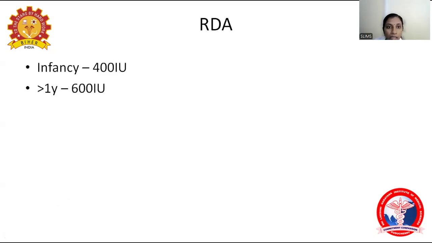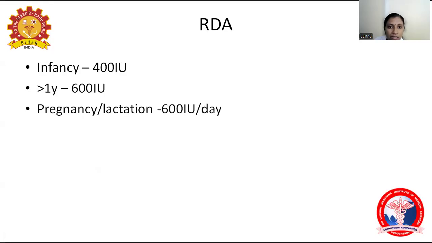What is the recommended daily allowance? For infancy, that is up to 1 year of age, the recommended daily allowance is 400 international units per day. Above 1 year, it is 600 international units. For pregnancy and lactation again, it is 600 international units per day. That is why calcium with vitamin D is taken during pregnancy and lactation.